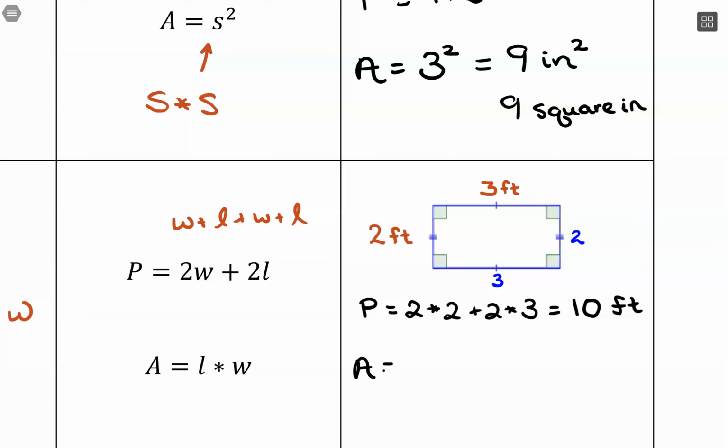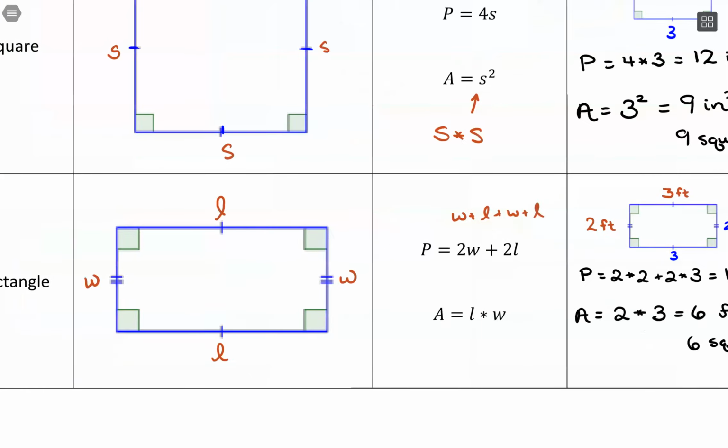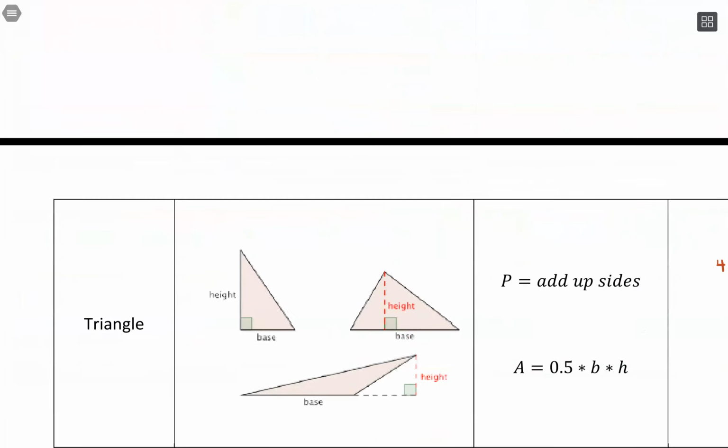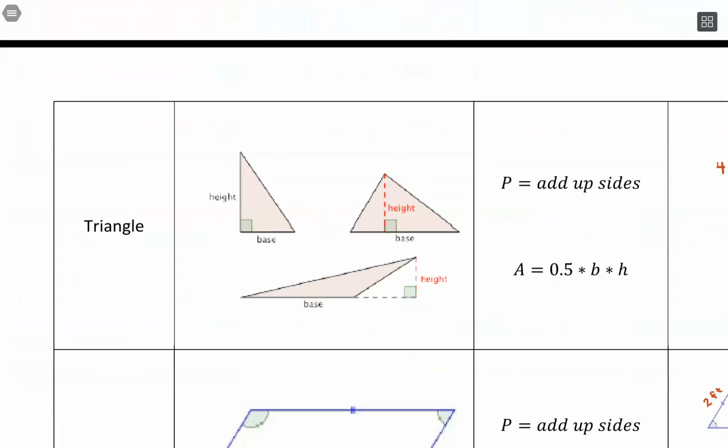All right, and then for area, we're just going to take the width of 2 times the length of 3, so that's 6. And then with area, we square our units, so it'll be feet squared, or again, you could say square feet, and that works great too. So that is our square and rectangle. Another shape we could deal with is a triangle.